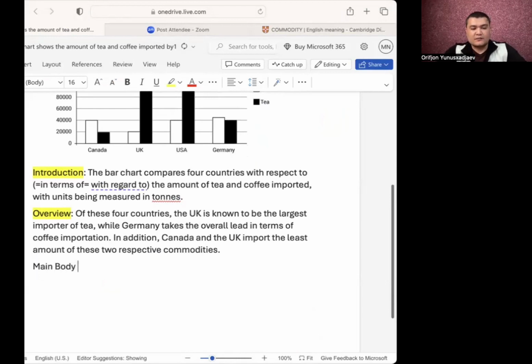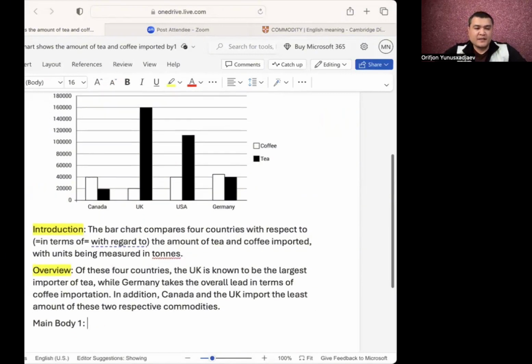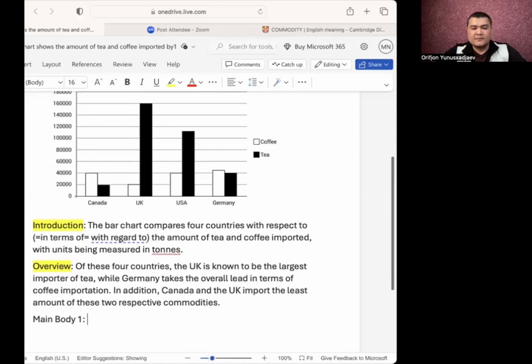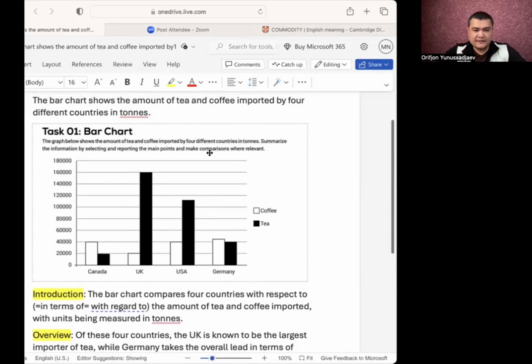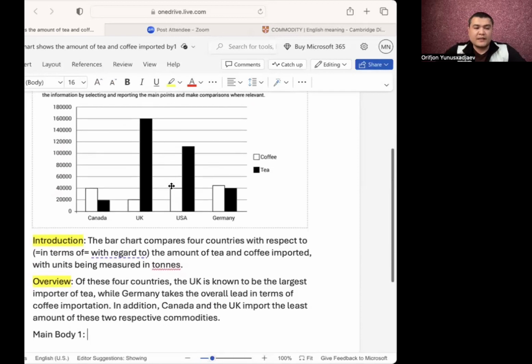Now we will start writing down our first main body. In the first main body, I'm planning to write down the information about coffee, right? But as it says here, you have to make comparisons where relevant. I'm planning to first start with 40,000.